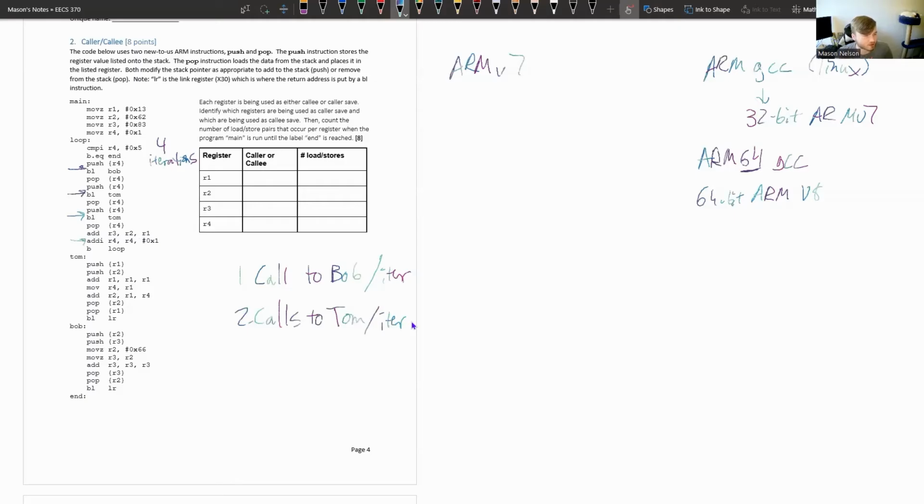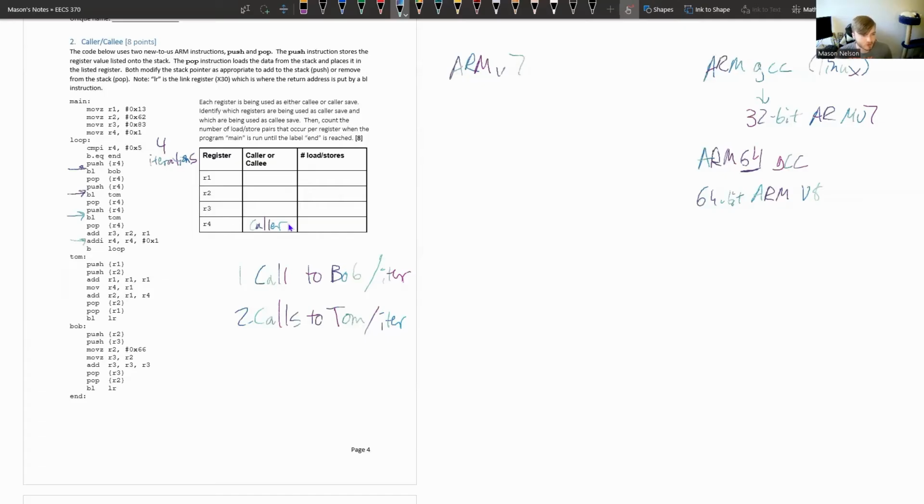And we noticed that around those function calls, we had a push and a pop. And that tells us that register 4 is a caller saved register because main is saving its value of register 4 and it's wrapping that around the function call.